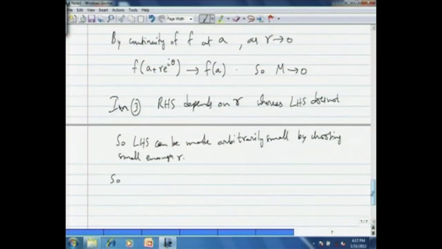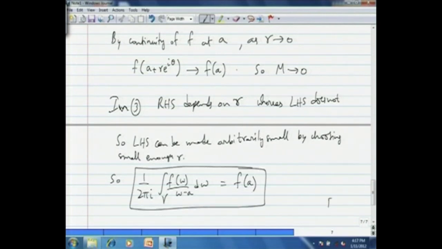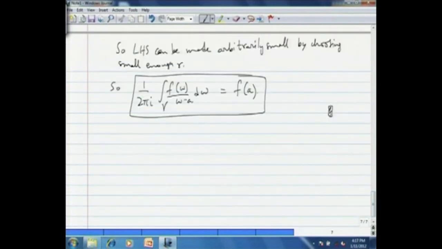So, 1 by 2 pi i times the integral over gamma of f of w by w minus a dw has to equal f of a, which is what we want. So that's the proof of this theorem. What one can look at this as is as follows. One can vary this point a in the inside of this simple closed curve gamma, and think of the integral representation as giving a formula in terms of integration.